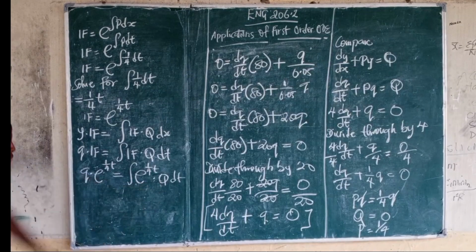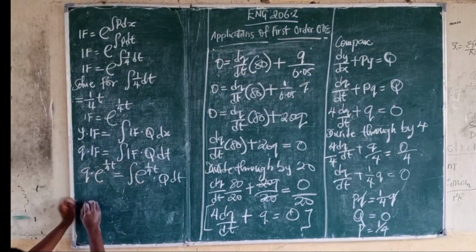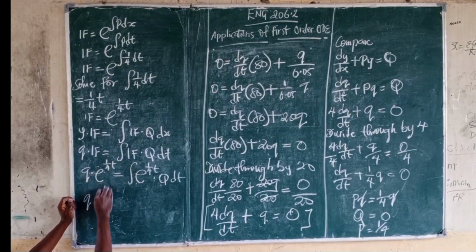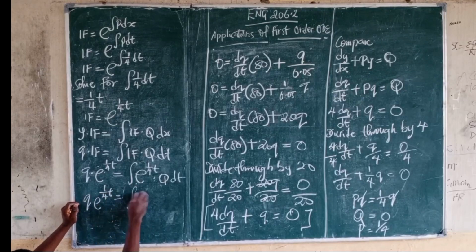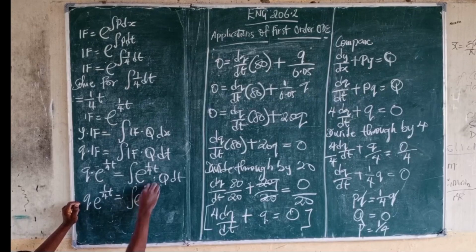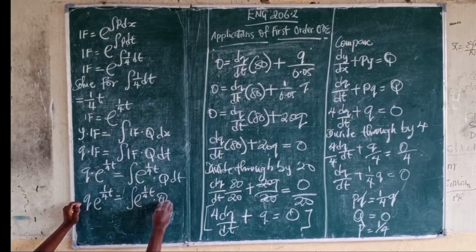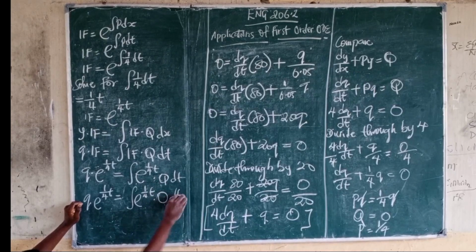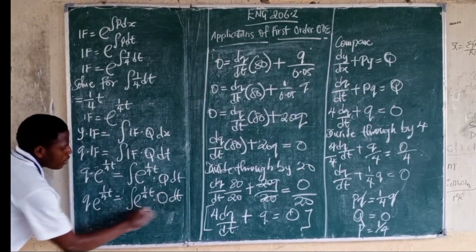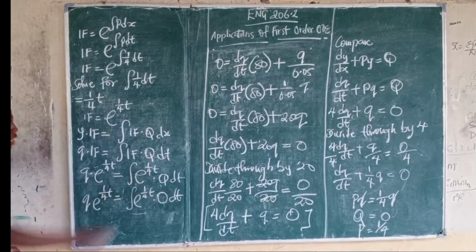We know our q to be 0. So you can rewrite this equation to be what? Q exponential 1 over 4t, and this is equal to your integral of exponential 1 over 4t dot what? 0. Our q is 0, so we can substitute 0 there, dt. Now, if you see what we have here, we have 0 multiplying everything you have here.